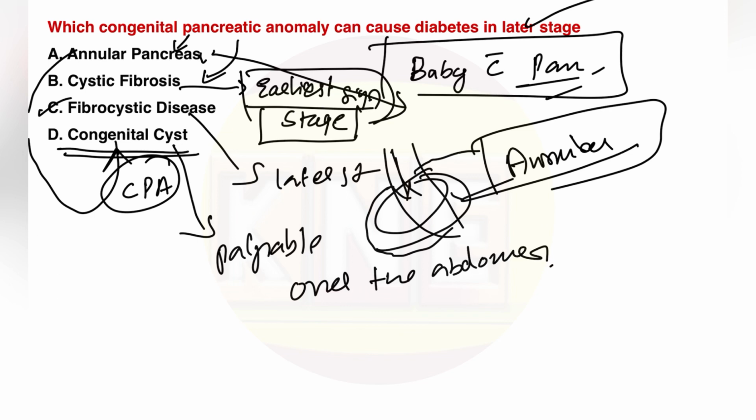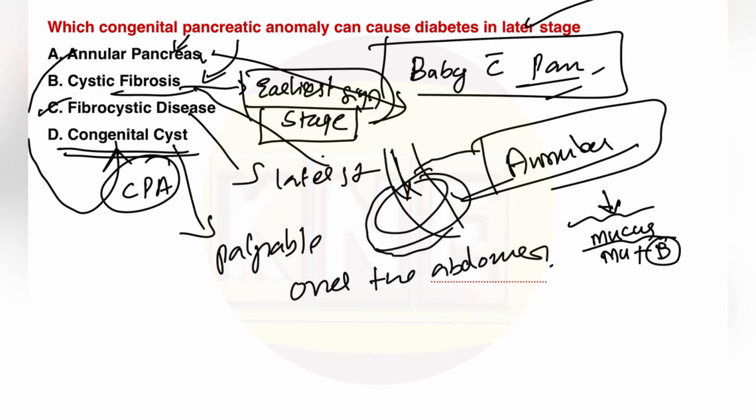Okay, so I think you understood this one. Cystic fibrosis means there is excessive mucosal secretion. In the mucus there is more production of mucus, plus there is a presence of bacterial growth. So that one is called cystic fibrosis, and fibrocystic disease is the later stage of the congenital pancreatic anomaly.